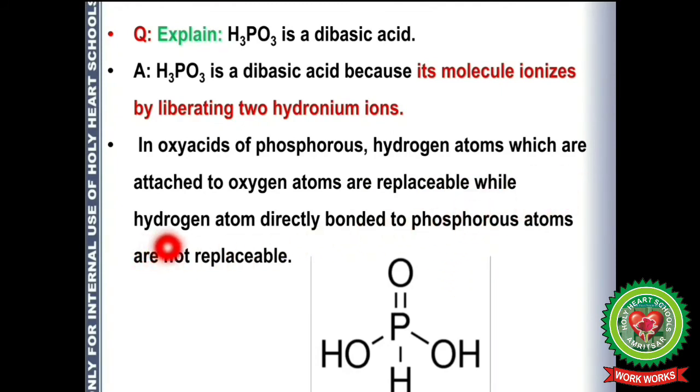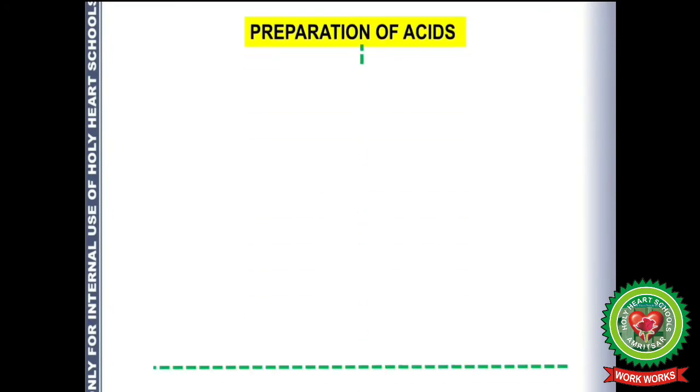They can be ionizable, while hydrogen atoms directly bonded to phosphorus atoms are not replaceable. Let's start with the next topic, that is preparation of acids.